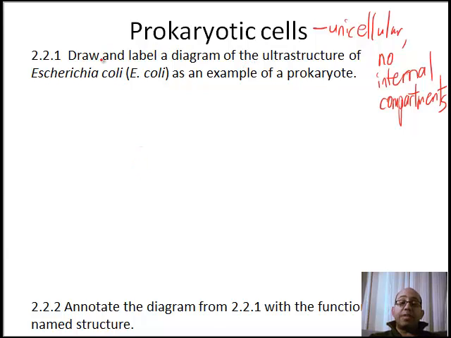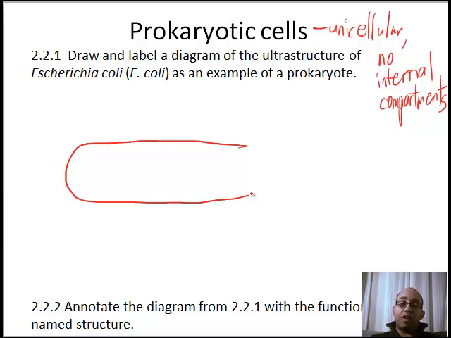The first assessment statement states that you have to draw and label a diagram of the ultrastructure of E. coli as an example of a prokaryote. There are many kinds of E. coli, but it's just a general name for a type of prokaryote. So we'll draw a picture here.